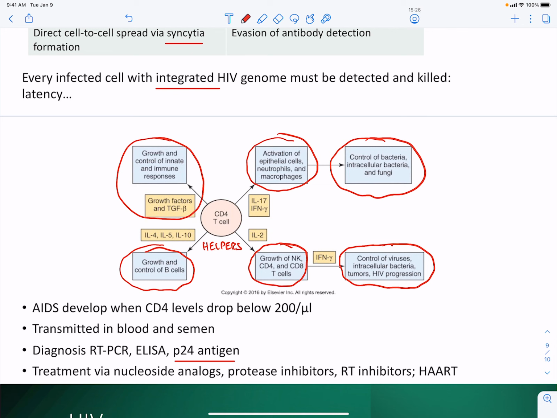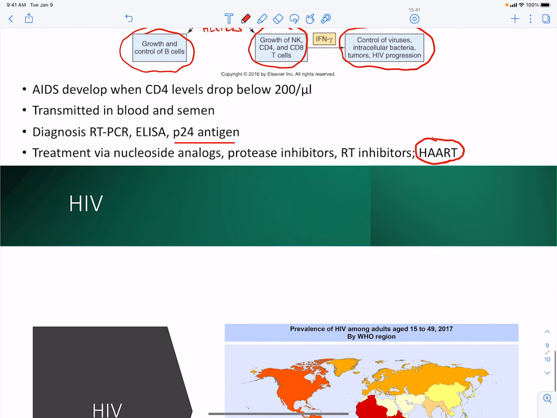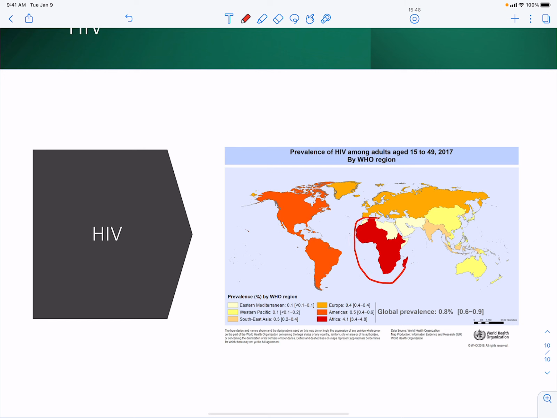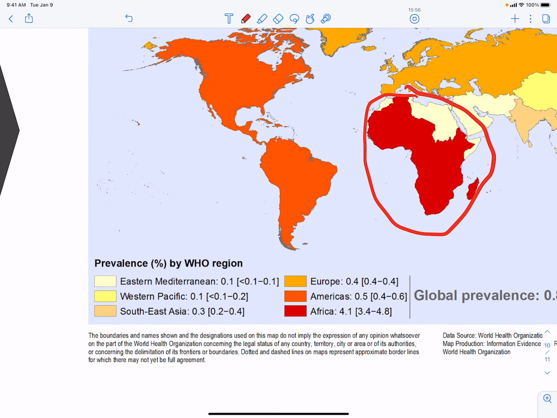Treatment is going to be through nucleoside analogs as well as protease inhibitors and reverse transcriptase inhibitors, and it all comes down to HAART, where you have a multitude of drugs that you're going to give to try to prevent escape from the treatment regimen. Now, HIV is going to be most prevalent in Africa, and so you can see that's deep red. And you can see that the Americas is right next to it, so it's orange. However, if you actually look at the prevalence, you can see Africa is 4.1, and the next most prevalent is the Americas at 0.5. So this is a huge burden in Africa.